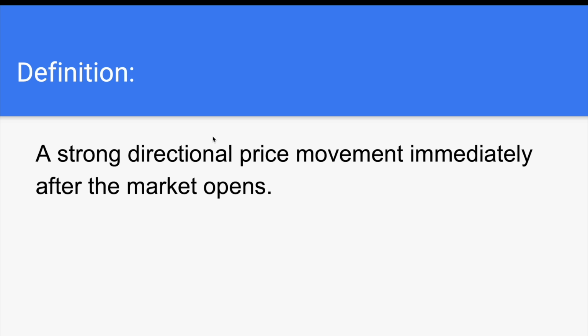By definition, it is a strong directional price movement immediately after the market opens. That means as soon as the market opens, it moves in one particular direction, either up or down, and it does not spend much time at one particular price.